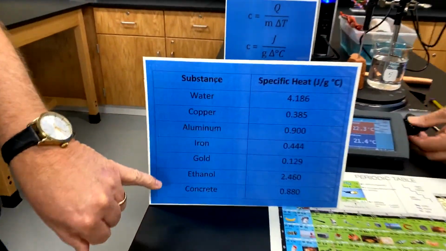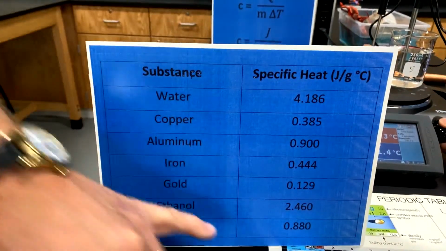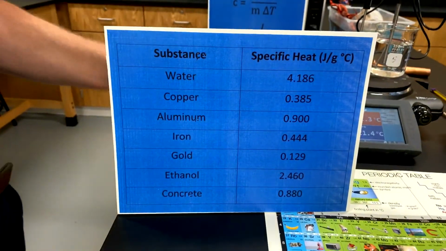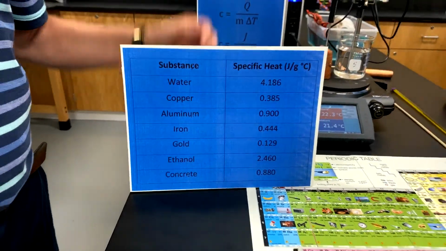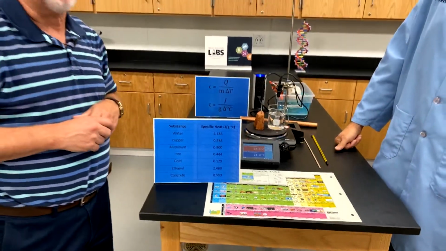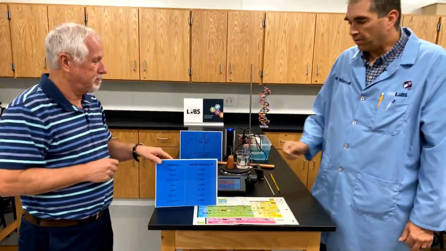And yet we said concrete, it's going to be close to brick, is 0.8. That's about 1/4 of what the water is. So kids, what do you think will happen? If we put the same amount of heat in these things with the same amount of mass, which one's going to heat up faster? Yeah, so we started out about the same temperature.